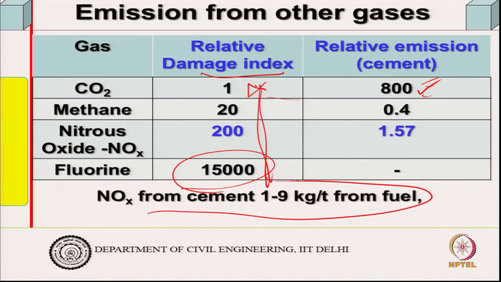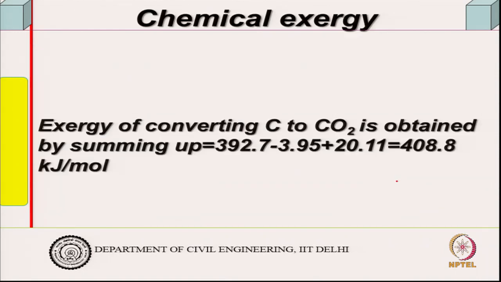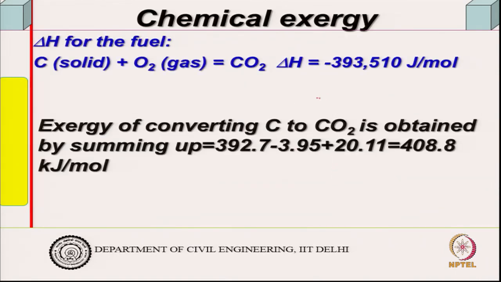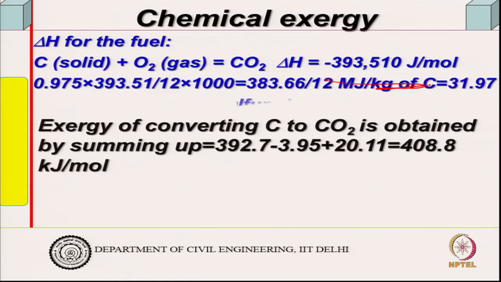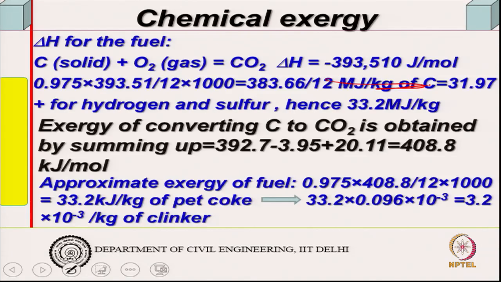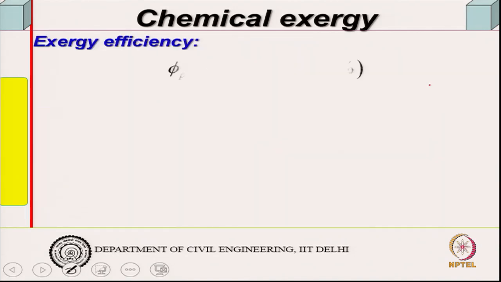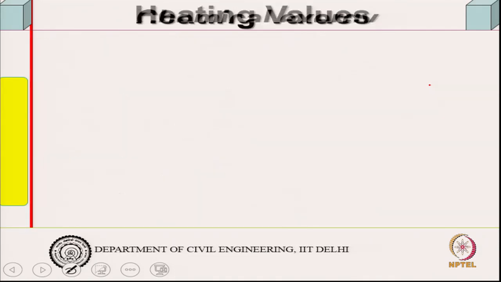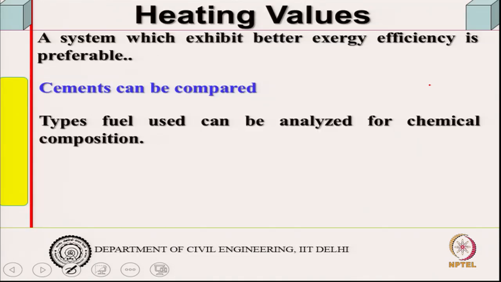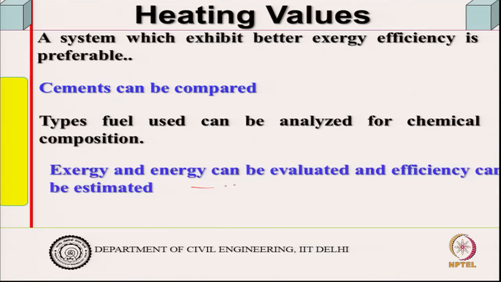NOx from cement is around 1 to 9 kg per ton from fuel, because nitrogen gets oxidized to nitrous oxide at that high temperature, and something of this kind, right. So, that is what we have seen, that carbon, this is a kind of Joules per molecule. I will not look into the chemical exergy part, this is not important right now. I am looking at the heating values, that is what I was interested in.